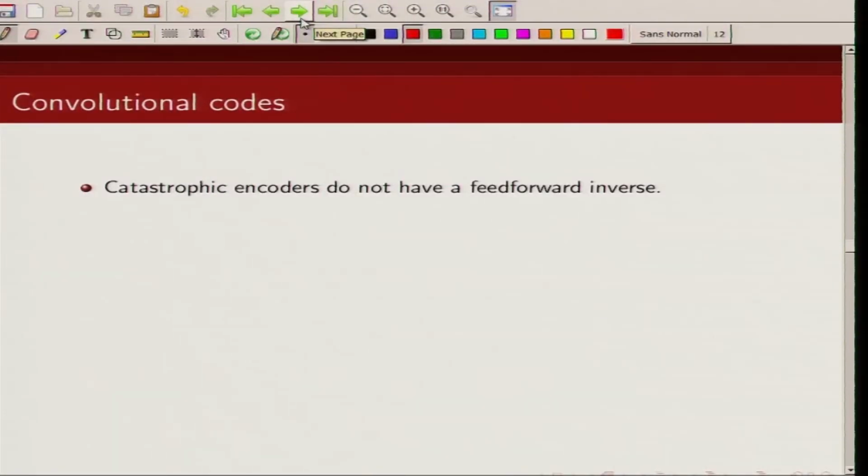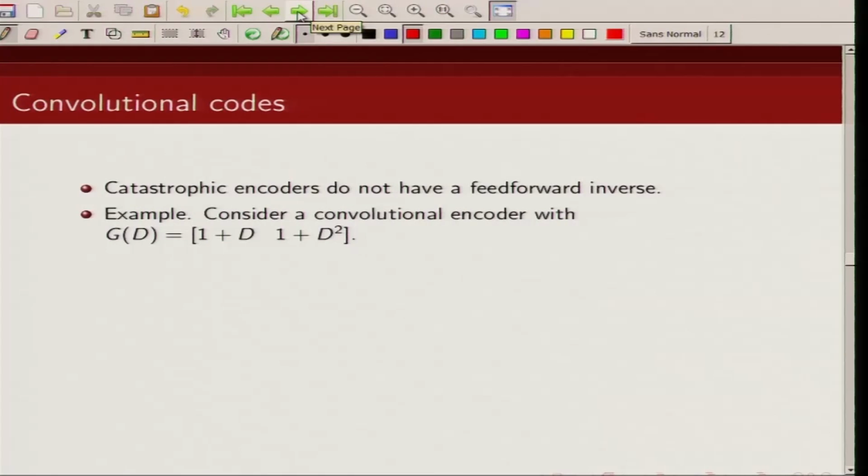Now, catastrophic encoders do not have a feed forward inverse. For a catastrophic encoder, we will just show you that their inverse has feedback terms. So, let us look at one example. Let us consider a convolutional code whose generator matrix is given by this. This is a rate 1 by 2 convolutional code, and it has 4 states because the maximum degree of D is 2.